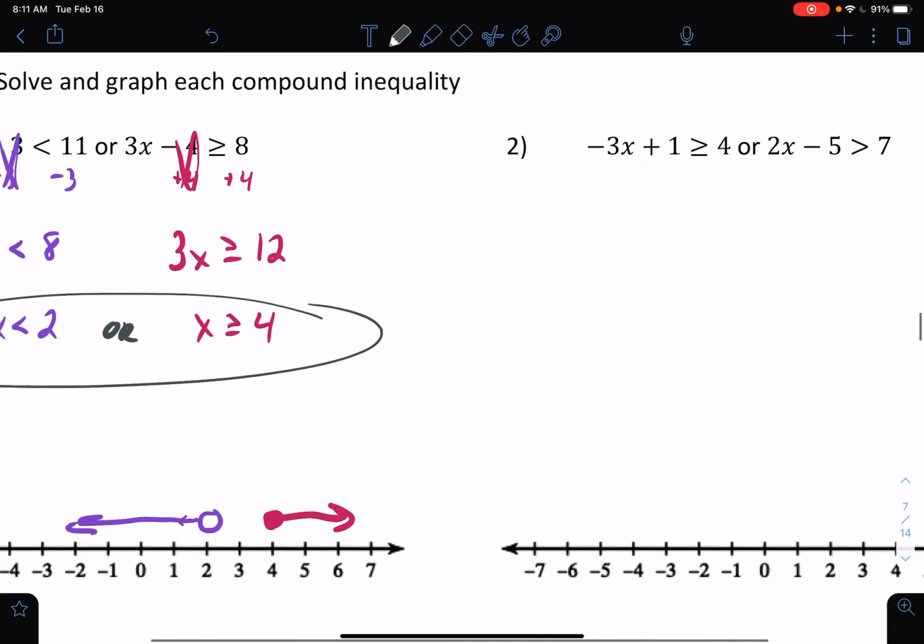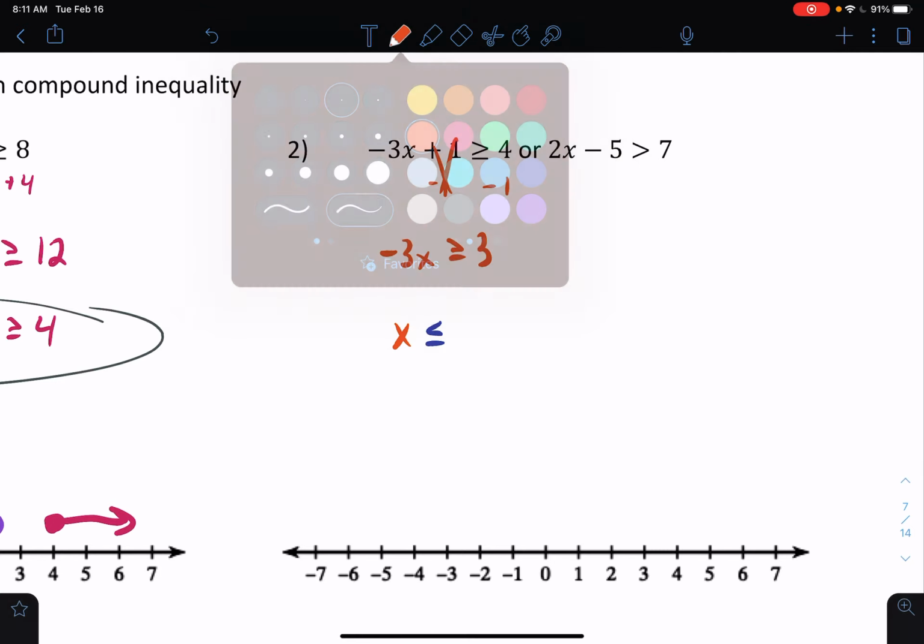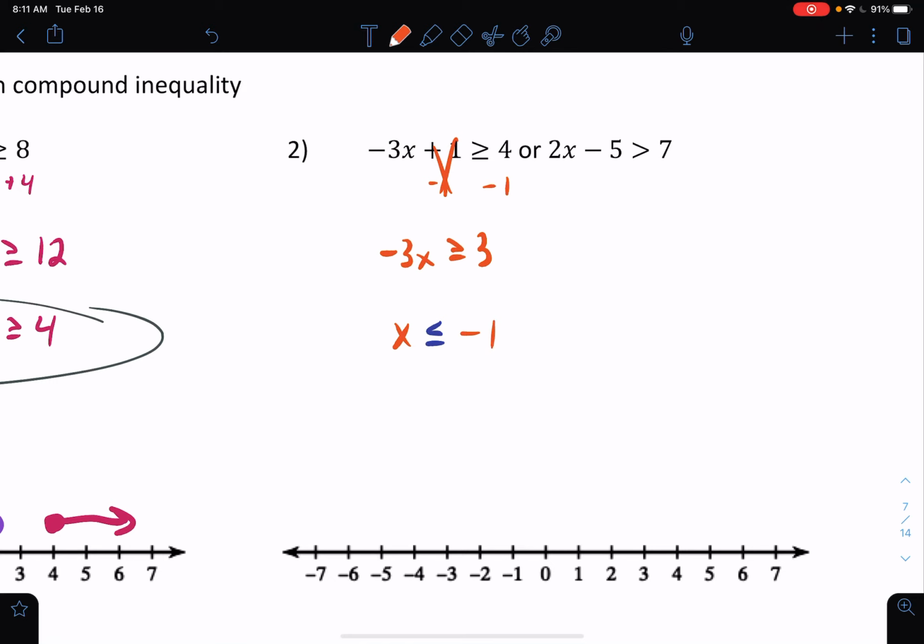And then last example, number 2. We've got -3x plus 1 is greater than or equal to 4, or 2x minus 5 is greater than 7. So looking at this first one, subtract 1, we get -3x is greater than or equal to 3. Divide by -3. So we're dividing by a negative, which means we have to remember to flip the sign. So we get x is less than or equal to -1.